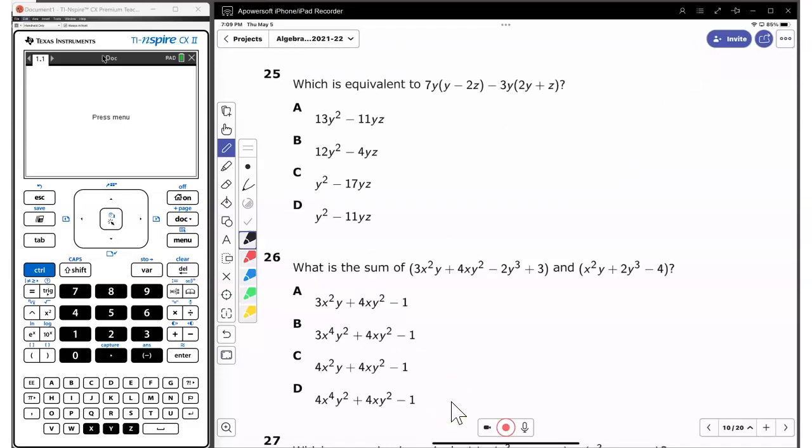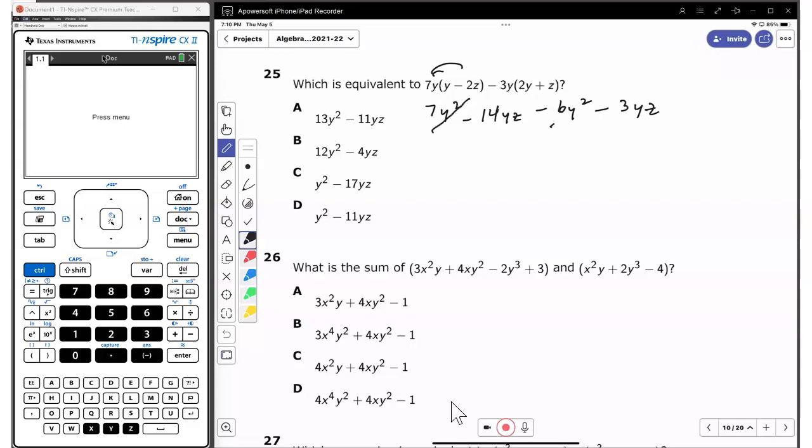Number 25, which is equivalent to 7y parentheses y minus 2z minus 3y times 2y plus z. So you're going to use the distributive property. So you have 7y squared minus 14yz minus 6y squared minus 3yz.